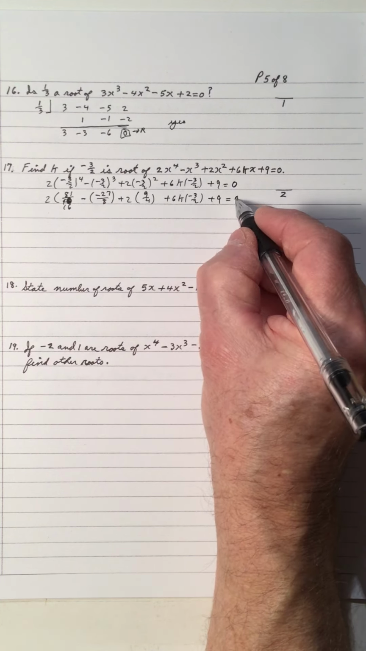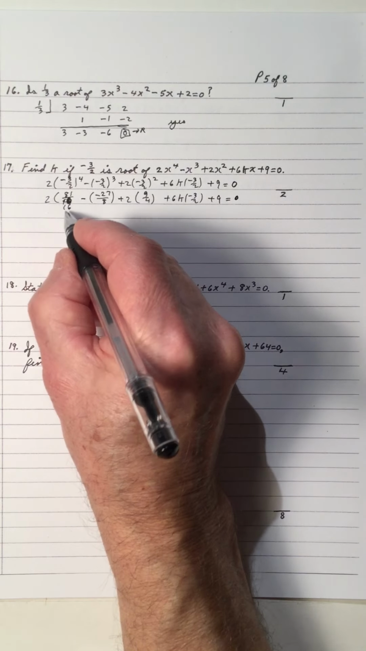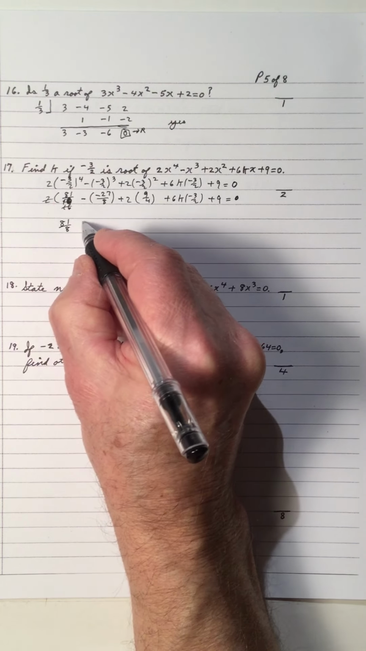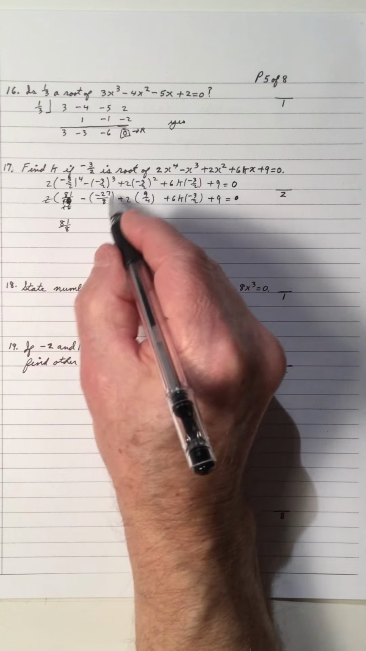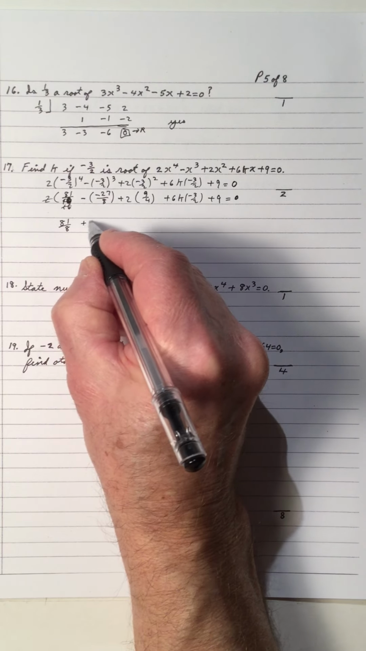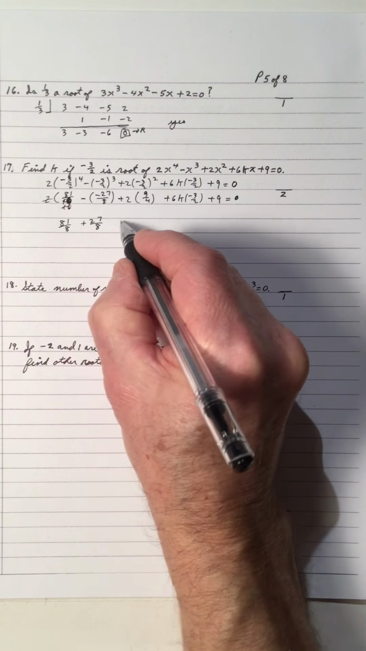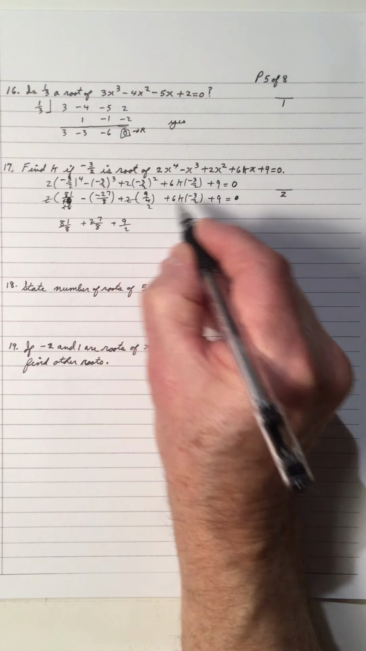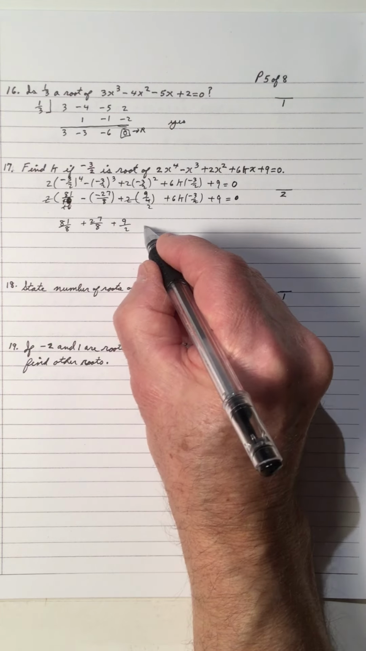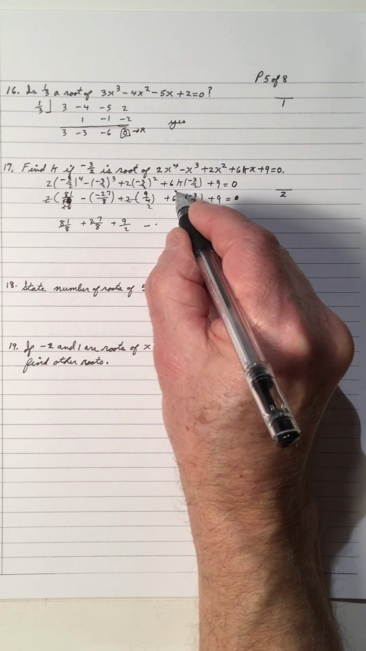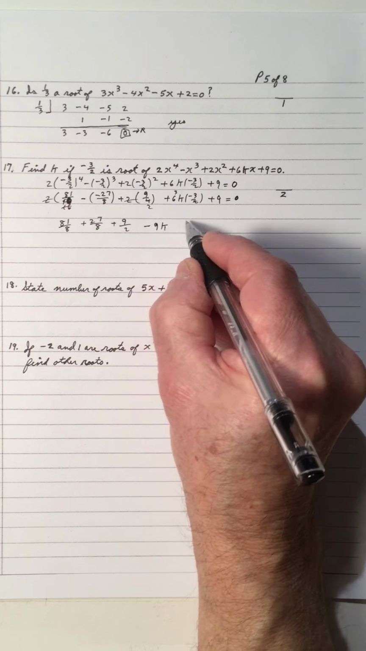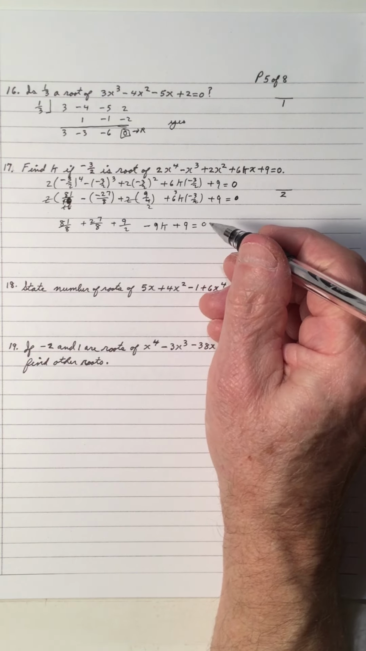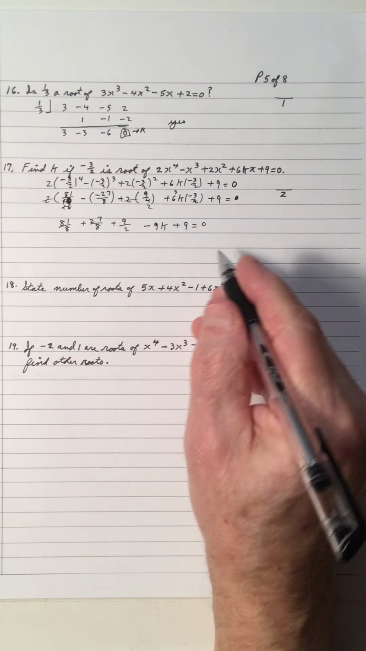I'm trying to find the value of k, because the remainder is equal to 0. So 2 times that is 81. 2 into 16 goes 8. And we have positive 27 over 8. And 2 into 2, that's 9 over 2. And 2 and 3, so that's a negative 9k. Plus 9 equals 0. Now, if I want, I can multiply through by 8.